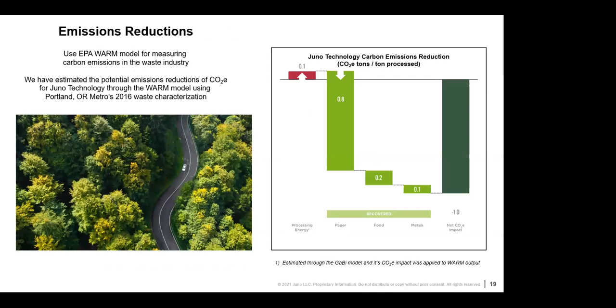We've been slowly ramping up, as we've increased the volume and feeding of material, increasing our diversion rates. From an emissions reduction standpoint, if you look at the EPA WARM model calculation, for every ton of waste that we're putting in there, we offset about a ton of carbon going forward, based on that calculation using Metro Portland's waste characterizations.